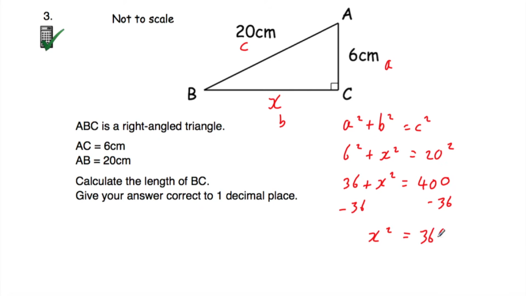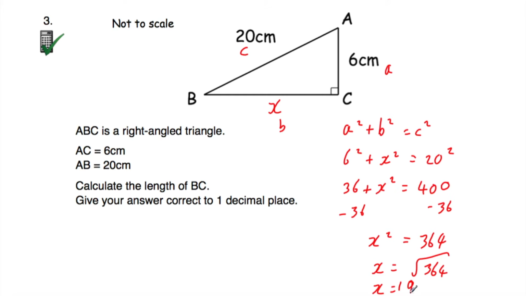So 364. Now the length of this side obviously isn't 364 centimeters. That's the length of this side squared. We want to get rid of the squared, so we need to do the inverse operation, which will be square root. And remember that this side is the length of a side, so we don't need to worry about any negative solutions. So we're going to get x equals the square root of 364, and we just need to work out what the square root of 364 is.